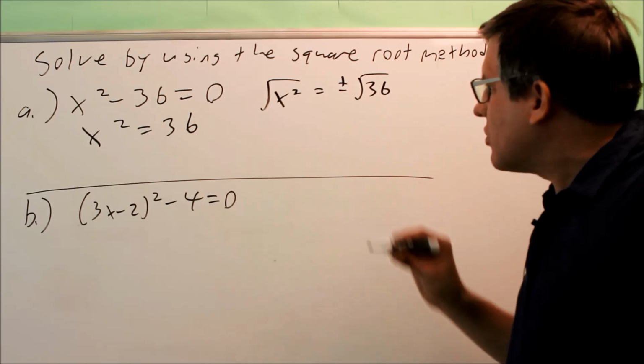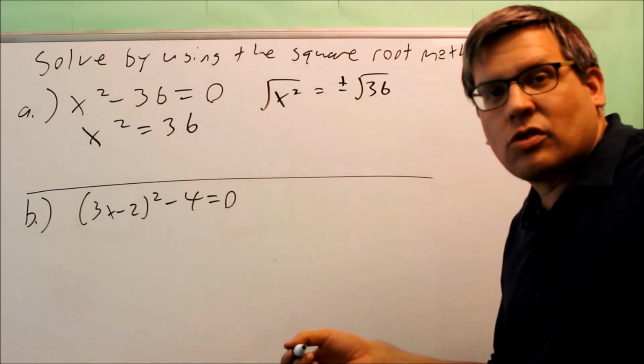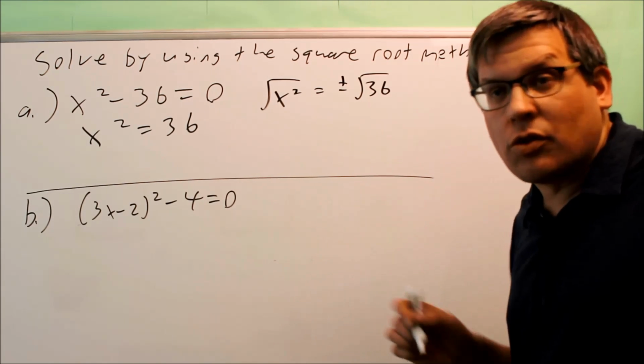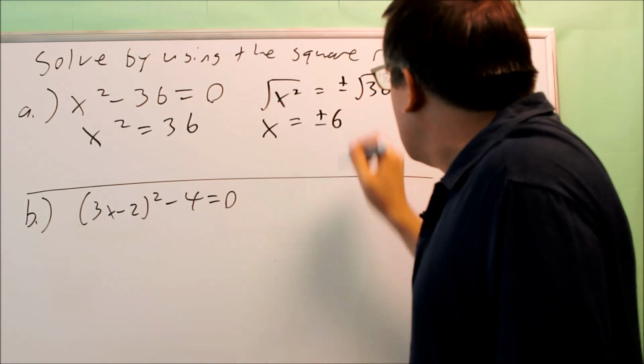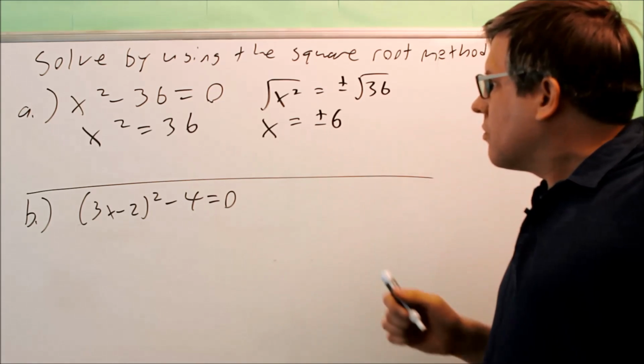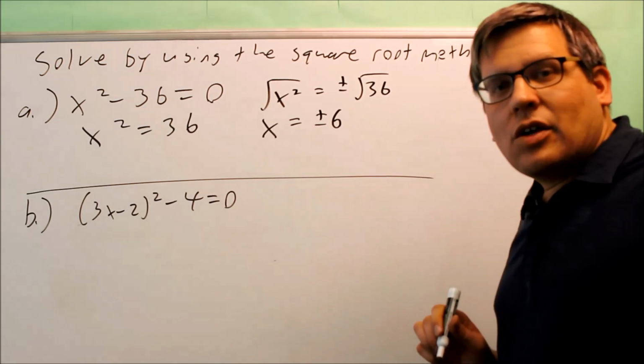So I need a plus or minus here because negative 6 squared is 36 and positive 6 squared is also 36. So when I do that, I get regular x that's equal to plus or minus 6. That would be your answer. That's the same as you would have gotten by factoring.